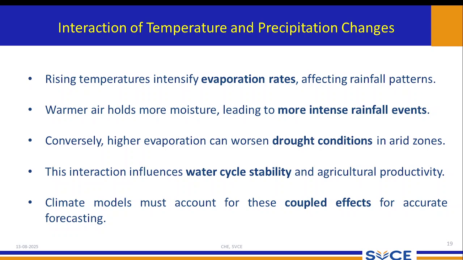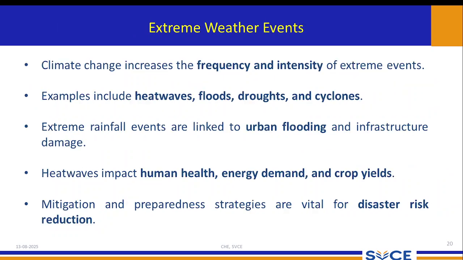Conversely, high evaporation can worsen drought conditions in arid zones. This interaction influences water stability and agricultural productivity. Climate models must account for this coupled effect for accurate forecasting. Extreme weather events. Climate change increases the frequency and intensity of extreme events. Examples include heat waves, floods, droughts, and cyclones.